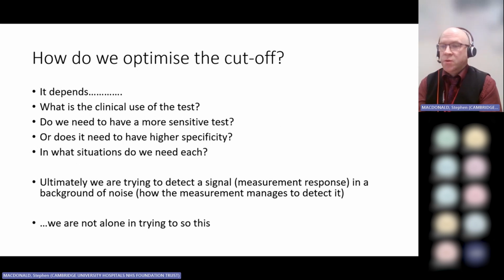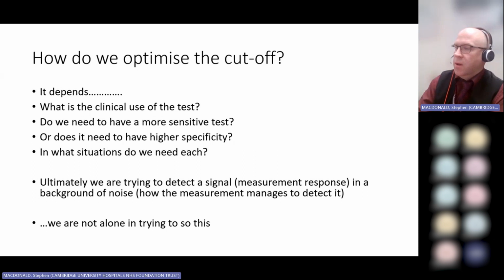On the flip side, there's also tests where we want to have a really high specificity. So we need to be able to screen people and tell them that they're negative with high predictive value. And actually, if we start getting false positives, false negatives, sorry, then we need to work out how we handle that.